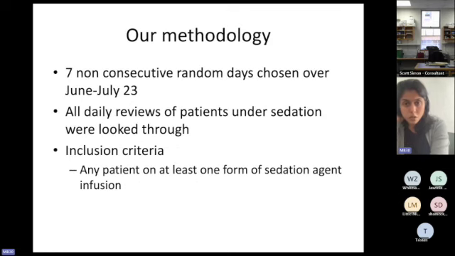Our methodology involved 7 non-consecutive random days, which we chose over June and July. All daily reviews of patients under sedation were looked at, and our inclusion criteria was basically any patient who was on at least one form of sedation agent as an infusion.